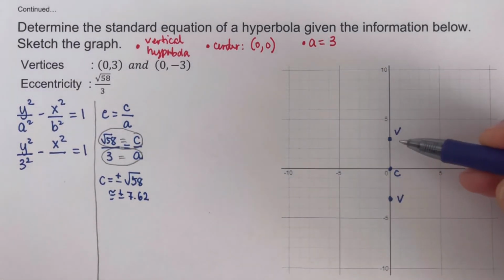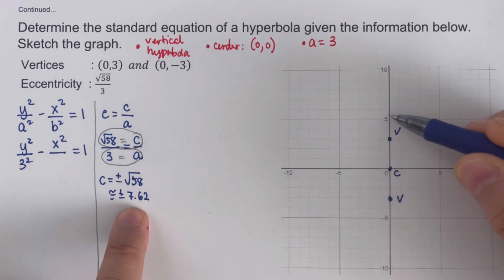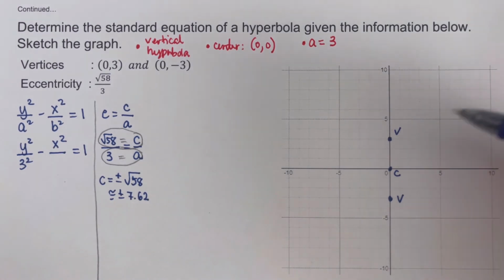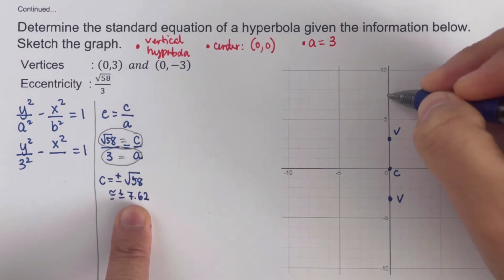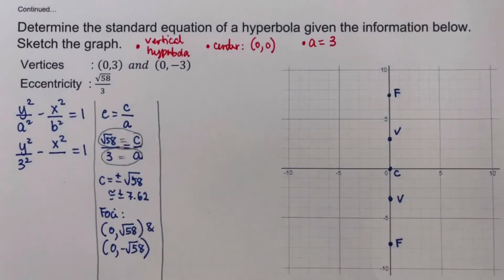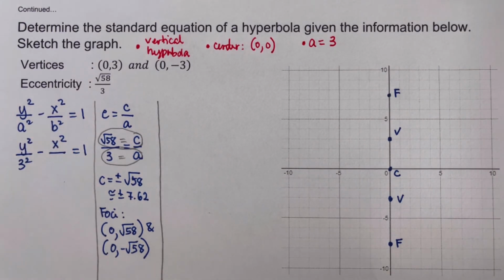Since this is the vertical hyperbola, our two foci would be up 7.62 and down 7.62 from the center. So I'm going to go ahead and plot those two foci right here. Okay, from here, we are going to solve for b because that's what we needed to complete the equation of this hyperbola. We're going to use the equation c squared equals a squared plus b squared, and we can solve b from there. So I'm going to show the work down here.